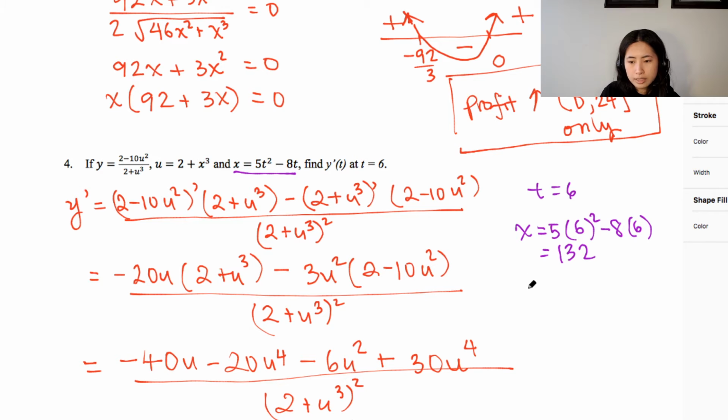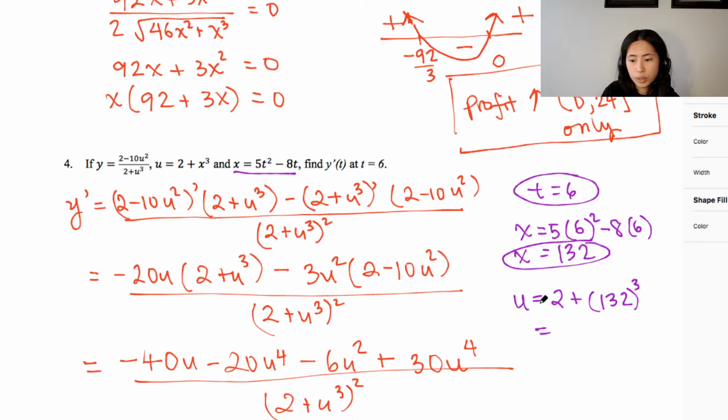So that means you're going to have u, which is equal to 2 plus x cubed, so that's 132, and you cube this. Okay, so maybe I can circle this just so we know what our variables are. So this is 2 plus 132, and you cube that. Okay, so now this is a huge number.